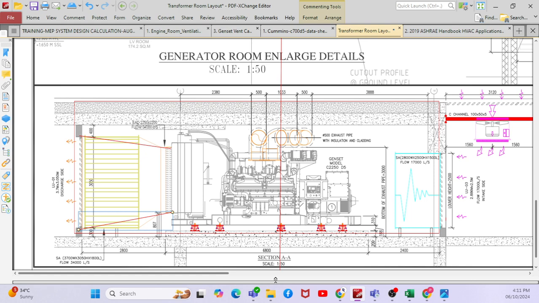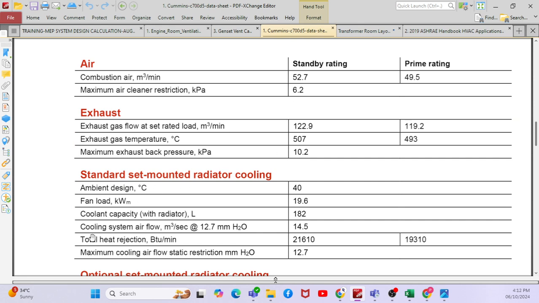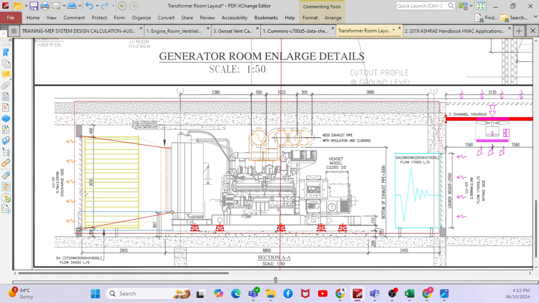So when I have a generator, I have an inbuilt generator fan. If you go to the catalog, there is an inbuilt fan which can deliver 14.5 meter cube per second at 12.7 mm H2O, which is nothing but 127 Pascal. So the inbuilt fan can work for 14,500 liter per second at 127 Pascal. Whenever I design my accessories, I should not go beyond 127 Pascal. Clear, right? So for example at 35 Pascal, my inbuilt fan will work. It can draw the air from outside and discharge it to the outside.